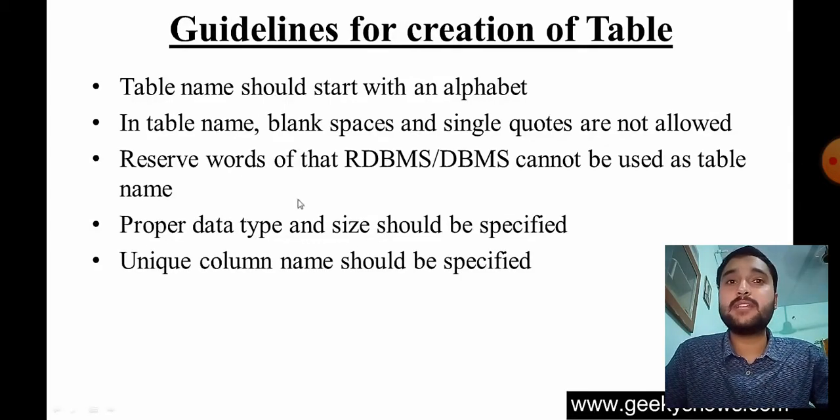The fifth one is that unique column names should be specified. We don't have to make the same column names. If we use the same column names, then the table will not be created. So we have to make unique names of the columns inside the table. So these are some guidelines. With the help of these guidelines we can easily create our table inside the database.